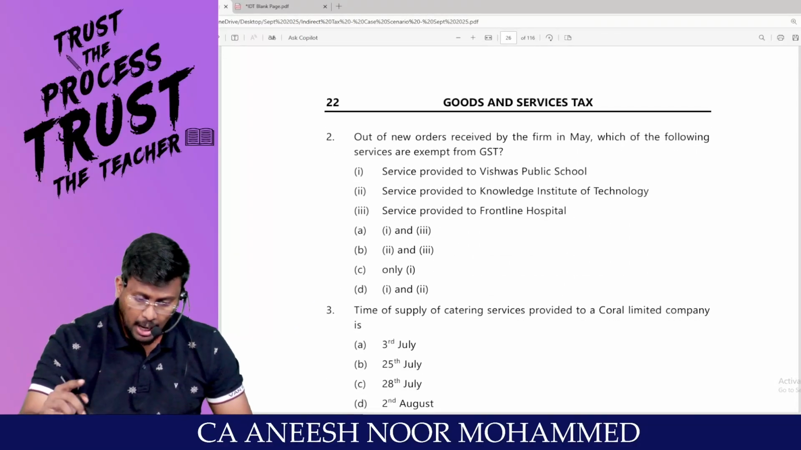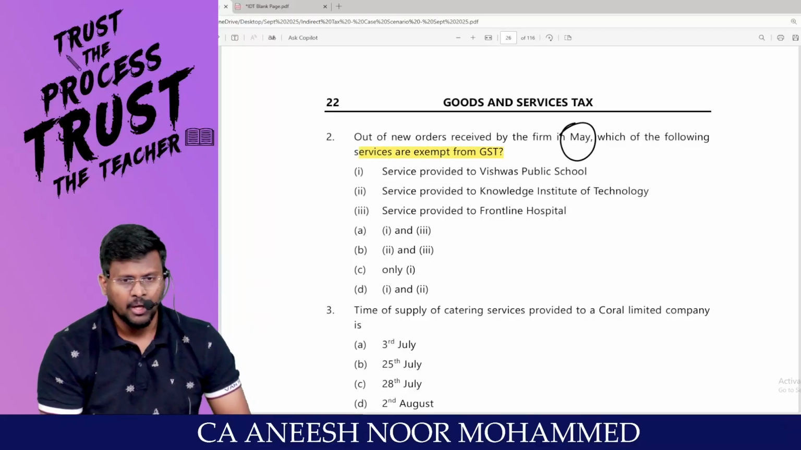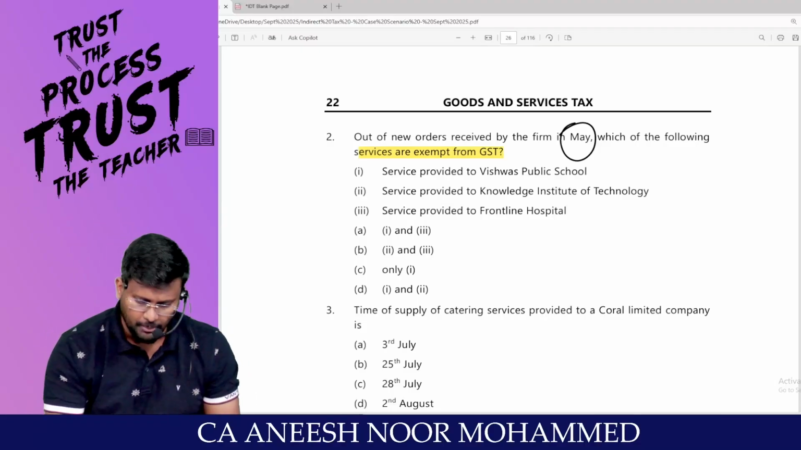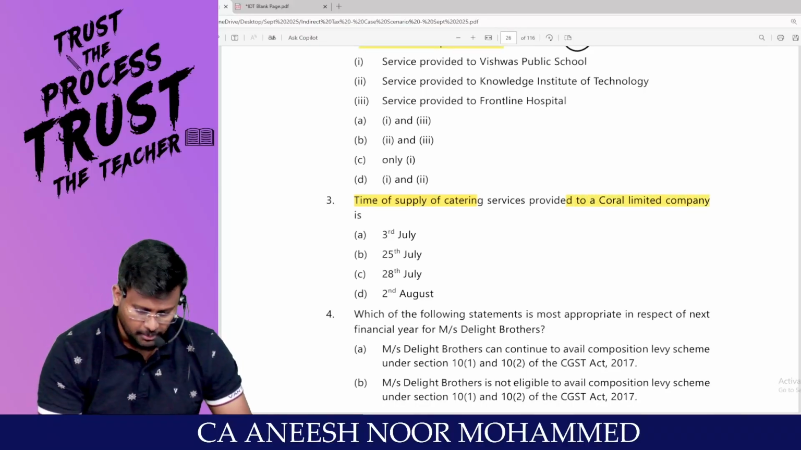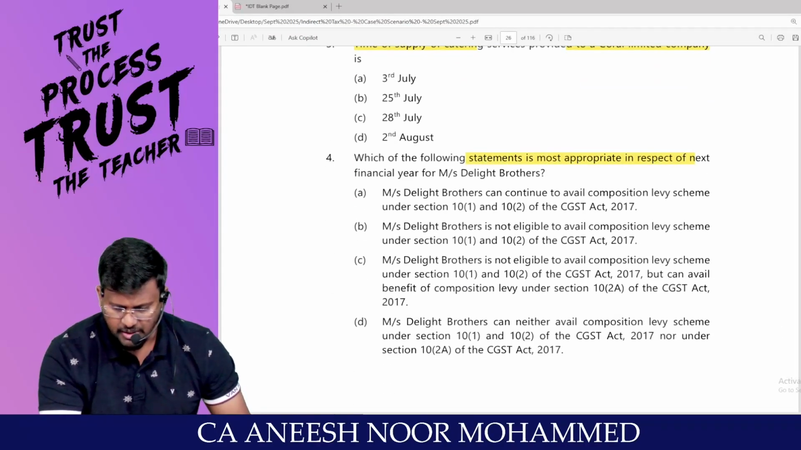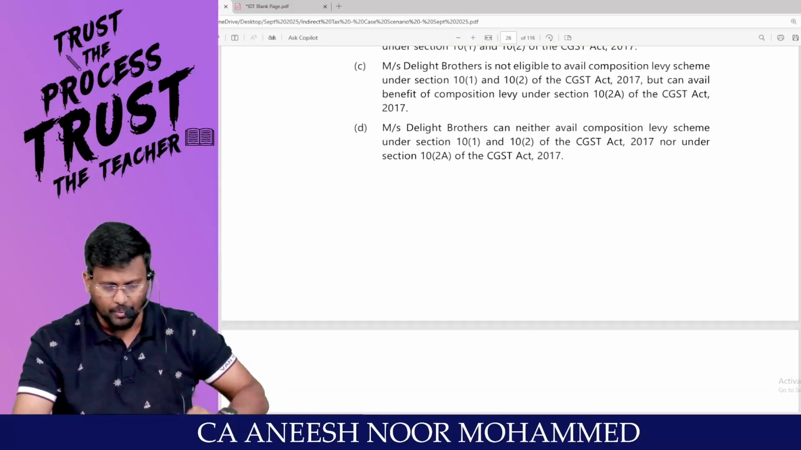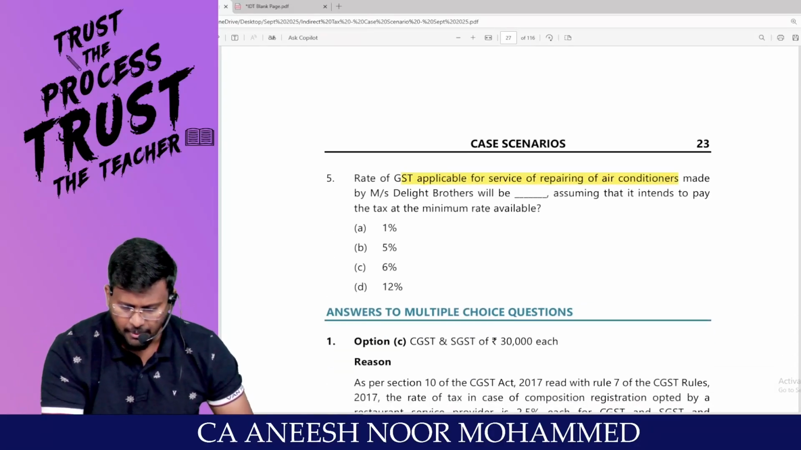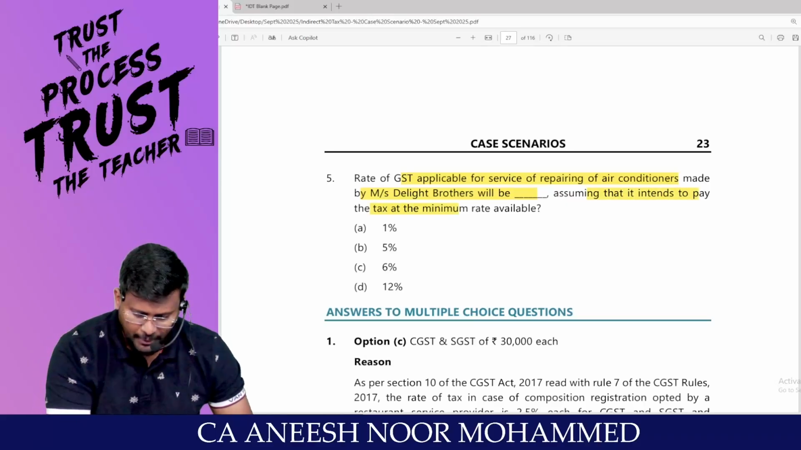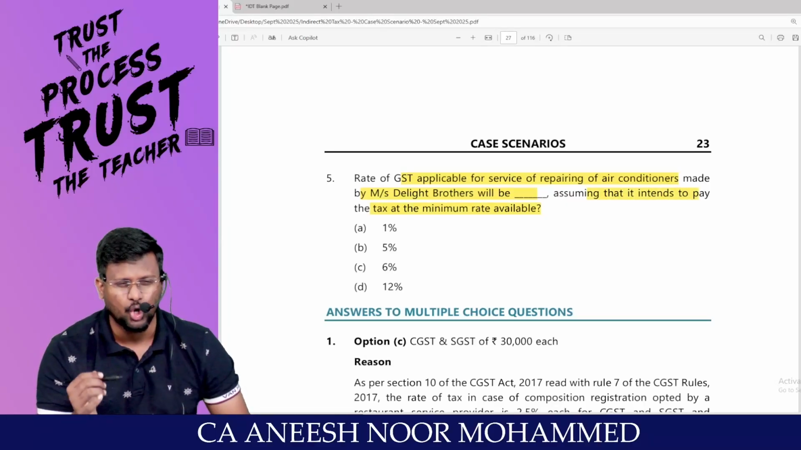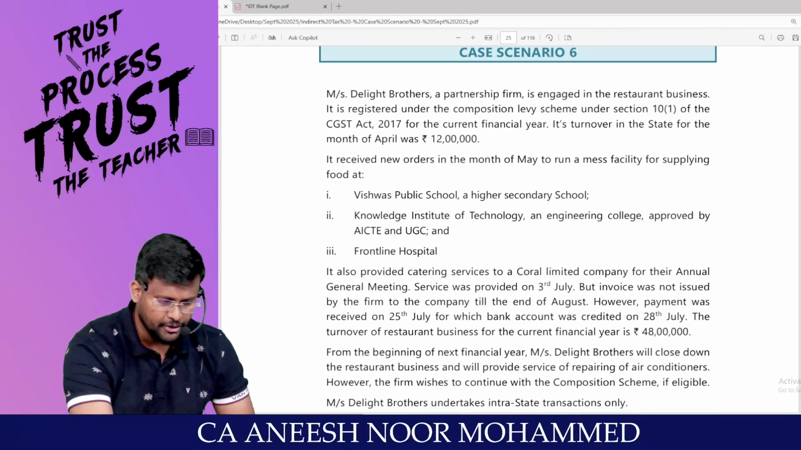Out of new orders received by the firm in May, which of the following services are exempt from GST? So section 11 covered item, I have to pick it for the month of May. Time of supply of catering services provided to Coral Limited Company, they want time of supply, fine. Which of the following statements is most appropriate in respect of the next financial year for Delight Brothers? For next year, what will happen to them? Rate of GST applicable for service of repair of AC made by Delight Brothers will be dash, assuming that it intended to pay tax at the minimum rate available. Basically composition they are talking about, because that is the minimum rate available. Normal, straightforward case study. We will enjoy this.